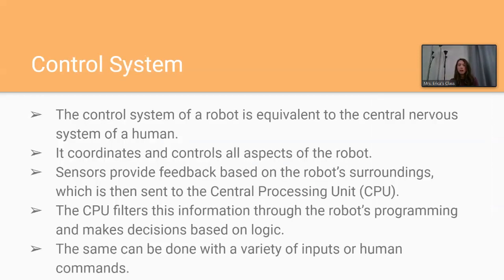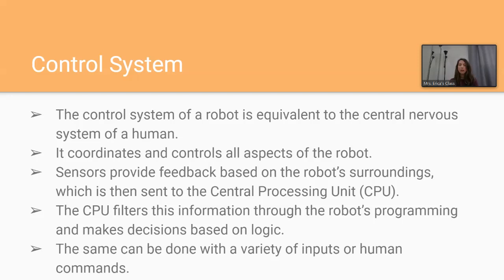Okay, another component or part of a robot that's very important is its control system. So if you can imagine, the control system of the robot is equivalent to the central nervous system of a human, right? So it coordinates, it controls all aspects of the robot. So that's something to really consider there. So sensors provide feedback based on the robot's surroundings. So maybe it has cameras to give it vision. Maybe it has infrared for it to sense heat. There's so many different sensors. It can sense how far it is from an object. It can sense the color of an object.